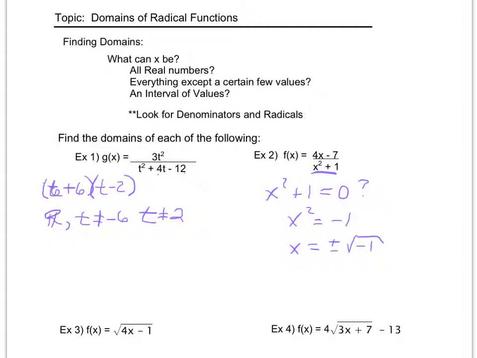But wait a second, I know that means plus or minus i, and i is an imaginary number. When we talk about domains, we are only talking about our domains across the real number system. So since my only restriction would occur at an imaginary number, for example 2 I can say all real numbers.